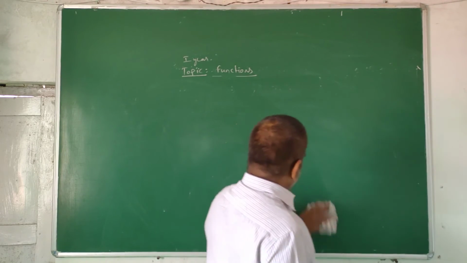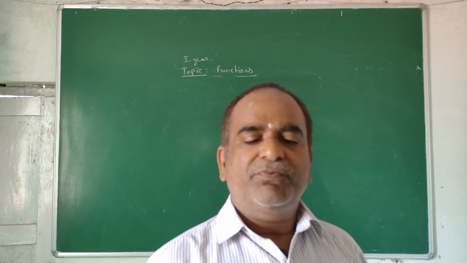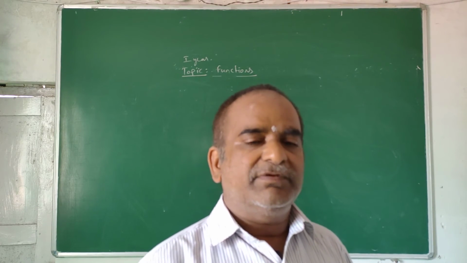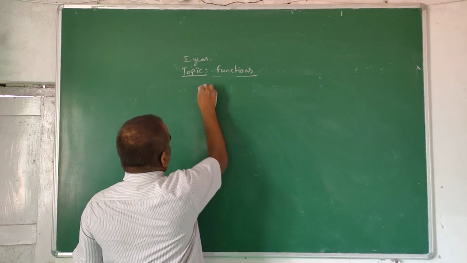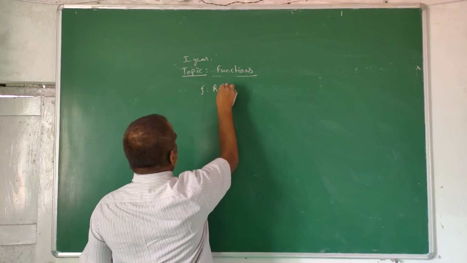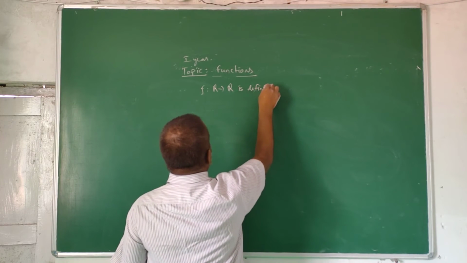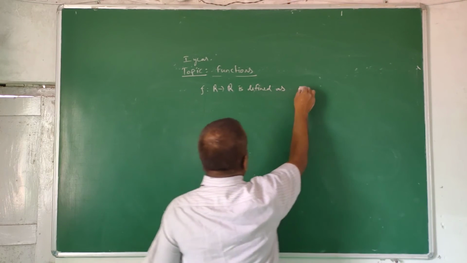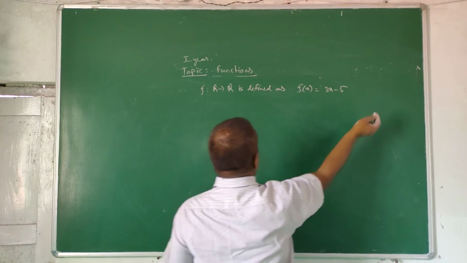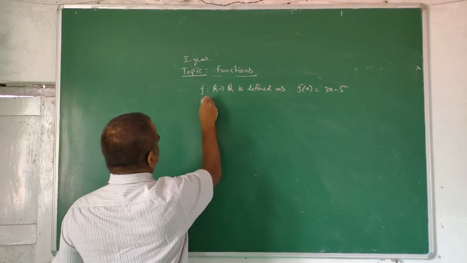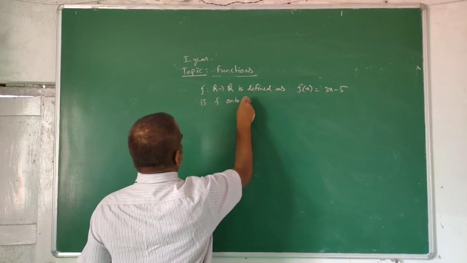Now suppose with respect to infinite sets, how do you prove a function is onto? We will take an example. Suppose f maps R to R is defined as f of x is equal to 3x minus 5. Is f onto? This is the question. Onto function.